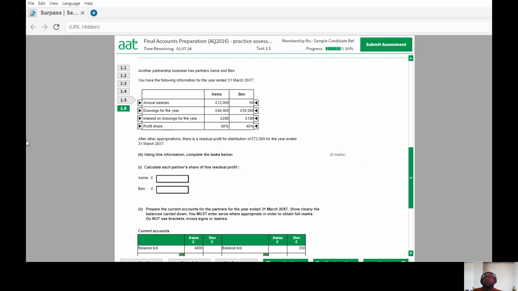So what now we need to do? We need to find out what is the share of residual profit. What is the residual profit? It's after everything's been taken out. Okay, everything's gone out of the way, and this is what got left.